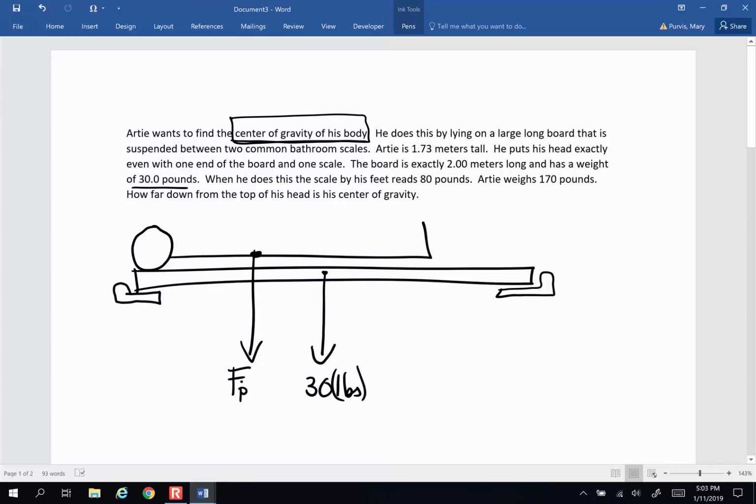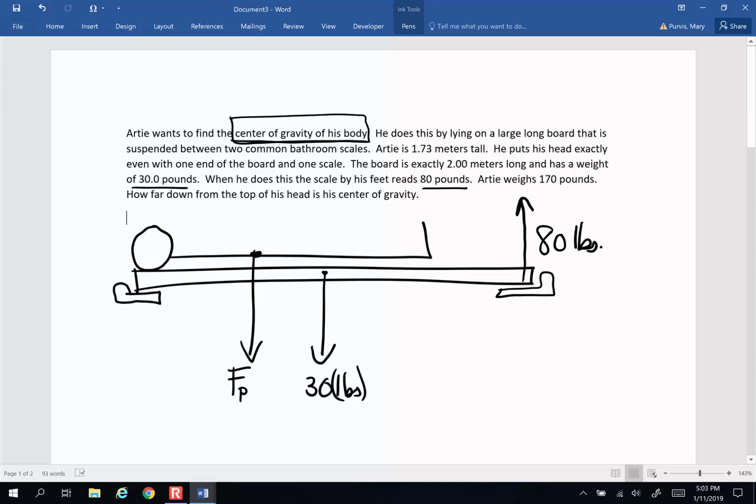Well, this is a torque problem, and this is a system that is not supposed to rotate at all. So what do I do with it? Well, what I do with it is I'm going to put an axis of rotation somewhere. And I know in this problem that the foot end of the scale reads 80 pounds. Now what that means is the board is pushing down on the scale with 80 pounds, but that also means the normal force upward provided by the scale is 80 pounds.